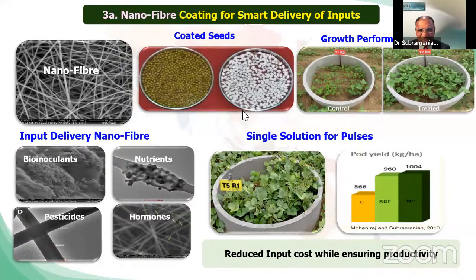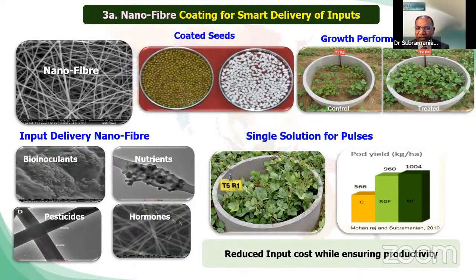We did lots of work, and we could successfully load nutrients through the nanofiber. We successfully loaded bioinoculants, rhizobium, or whatever biofertilizer is recommended for a specific crop. Pesticides can be loaded, hormones can be loaded. From the project, what we found was that inputs can be loaded independently onto the seed as an encapsulation, and you can get equal yield as normal cropping.